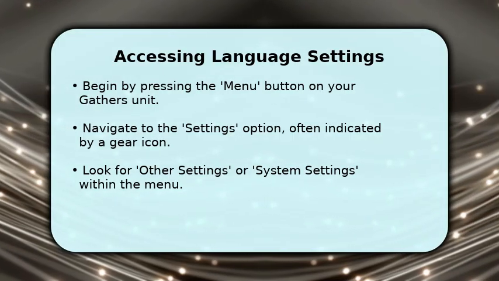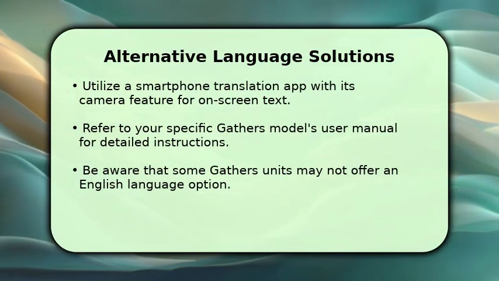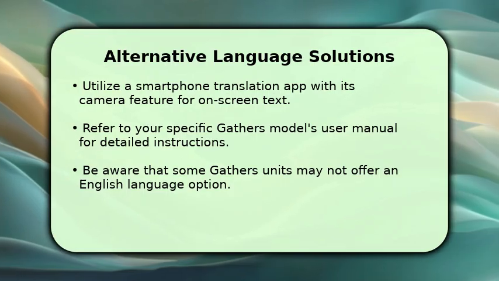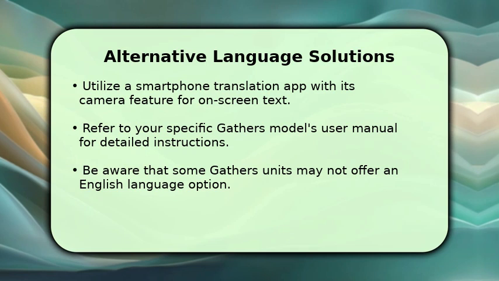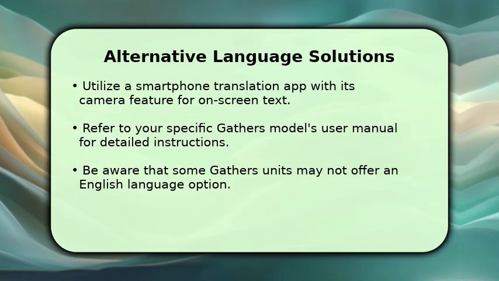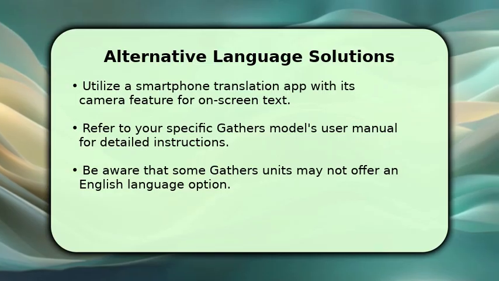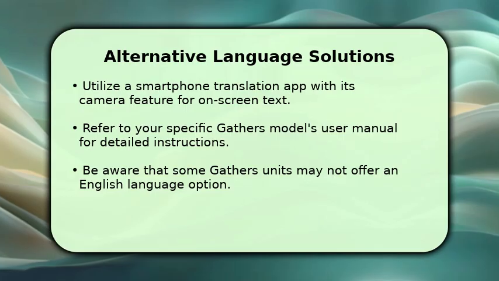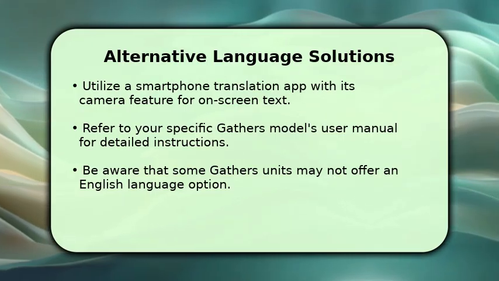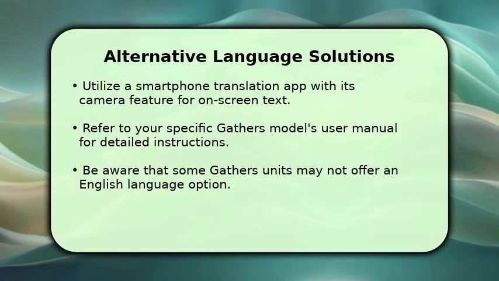that specific pathway. If a direct language change option isn't immediately apparent, there are alternative solutions. A helpful tip is to use a smartphone translation app, leveraging its camera feature to translate the on-screen Japanese text. Always consult your specific Gather's model's user manual, as it may contain precise instructions. Remember, some older units might not support multiple languages.